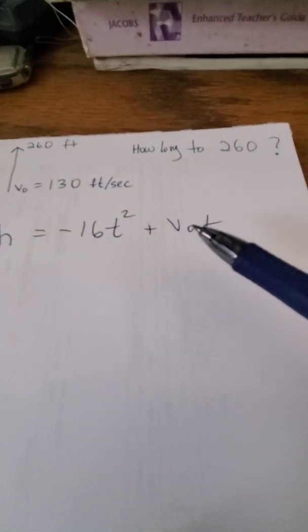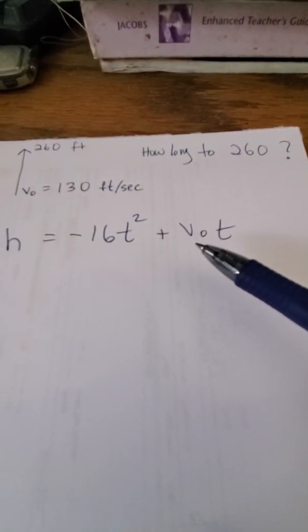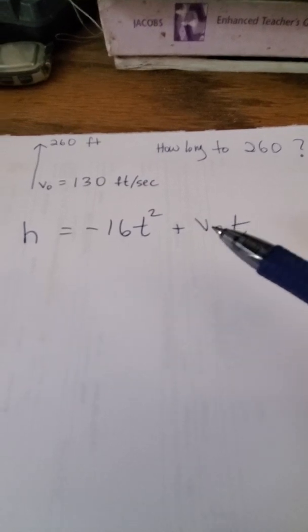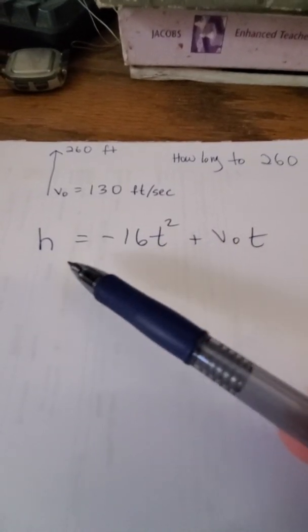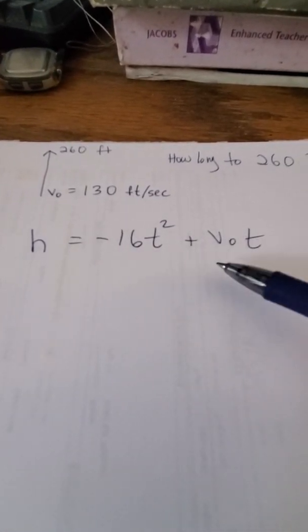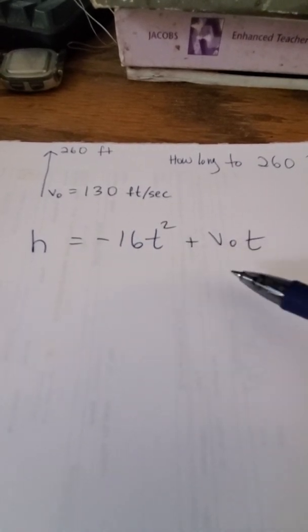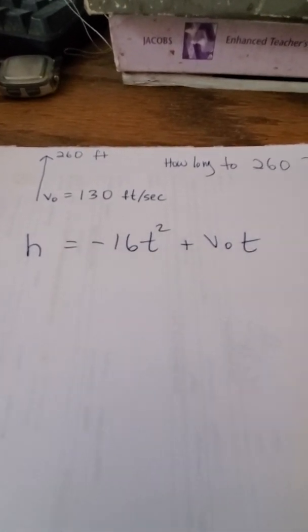We use an equation for this case. Height is equal to negative 16 t squared, where the negative 16 comes from the force of gravity, plus v0, that's the initial velocity, times time. And all I'm going to do is plug in the height. I want the height to be equal to 260. v0 is going to be 130. And I want to solve for t because I want to know how long it is going to take.